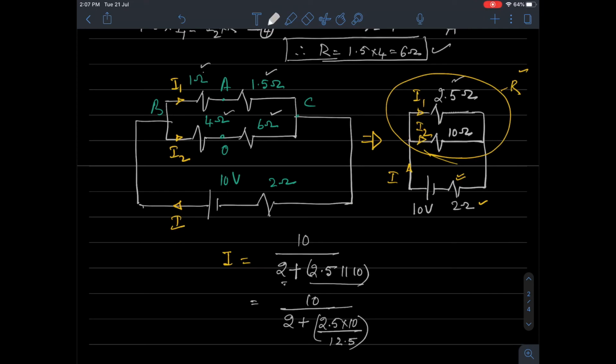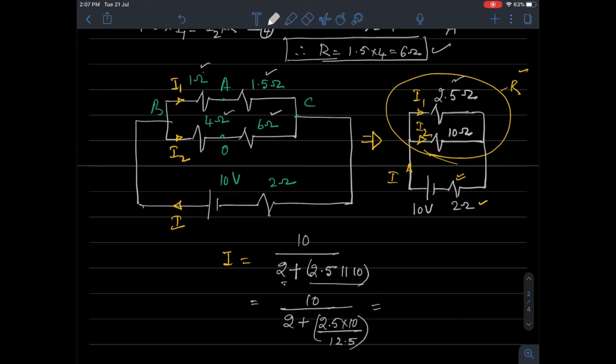How do we find the parallel equivalent of two resistors? The product of the two divided by the sum of the two. How much is this going to be? You can compute this using your calculator. It is a simple computation. Use your calculator and then you do it. Where is my calculator? Here's my calculator. Yes, I got my calculator.